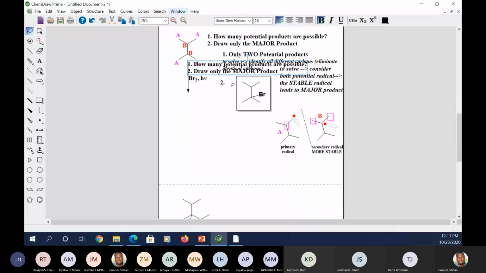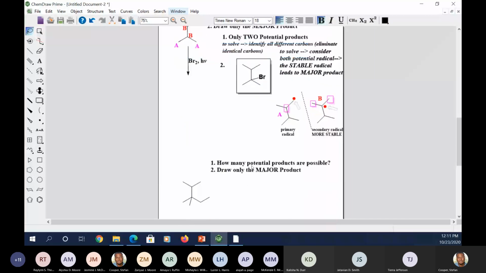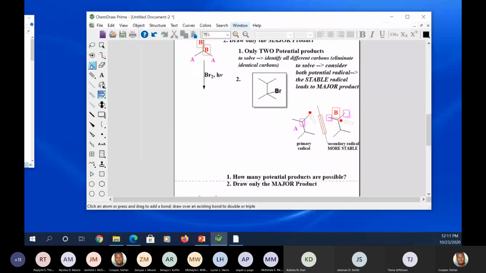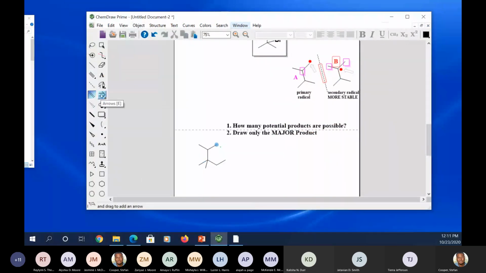All right, same thing. Can you tell me how many potential products and which one is the major? All right, I'm not going to break it down like I did the last one because I'm out of time. I'm way over time. And this is going to be just a chlorination reaction.